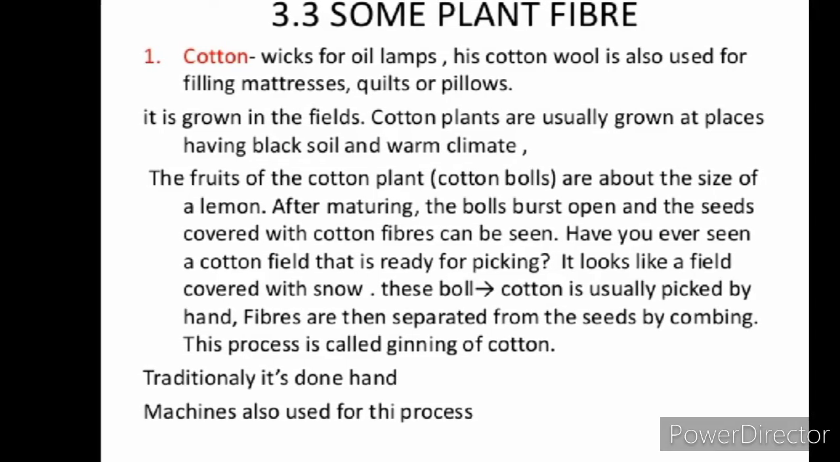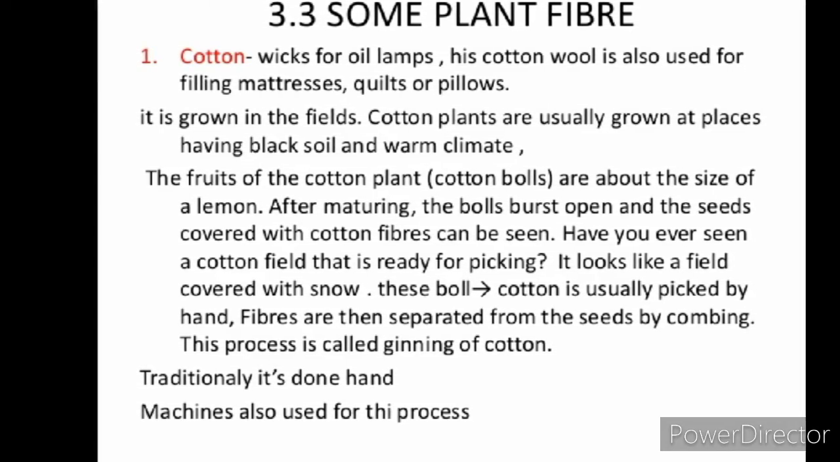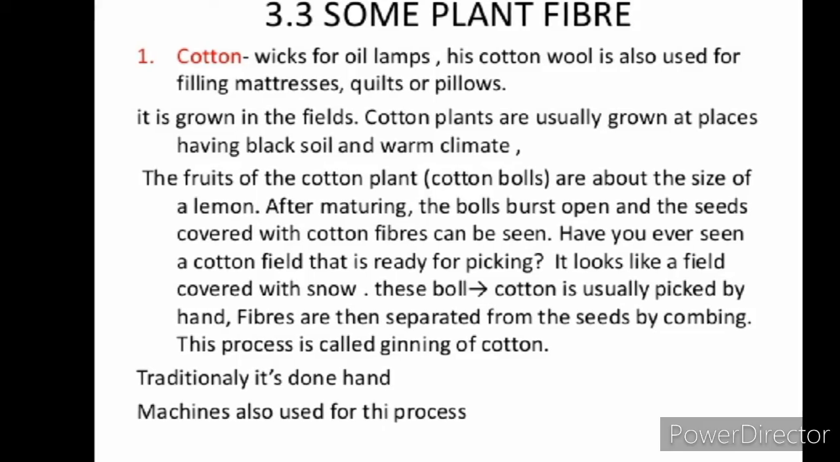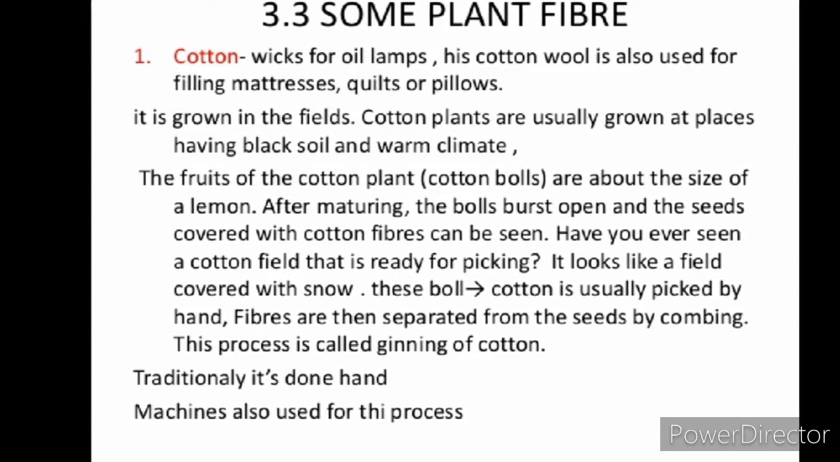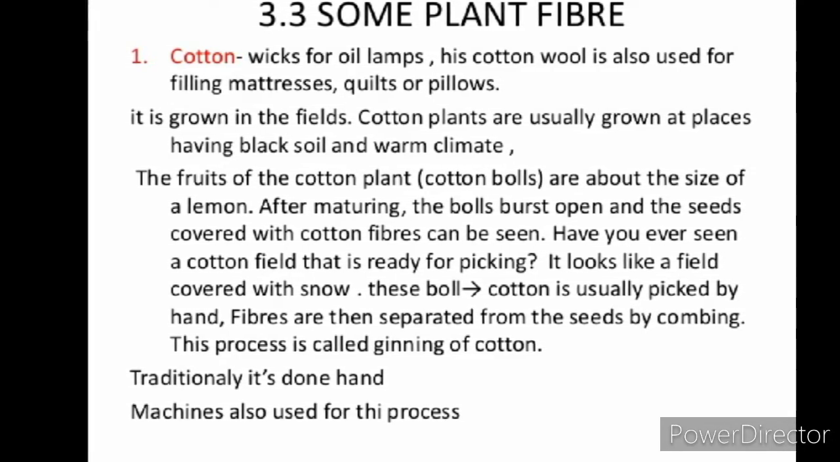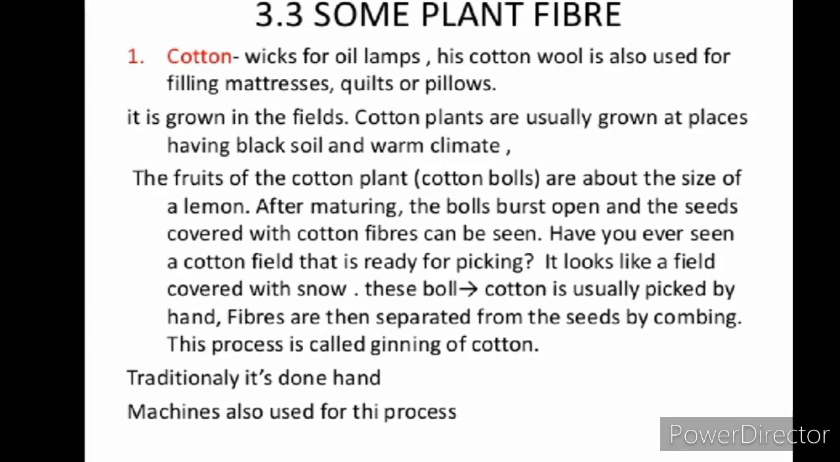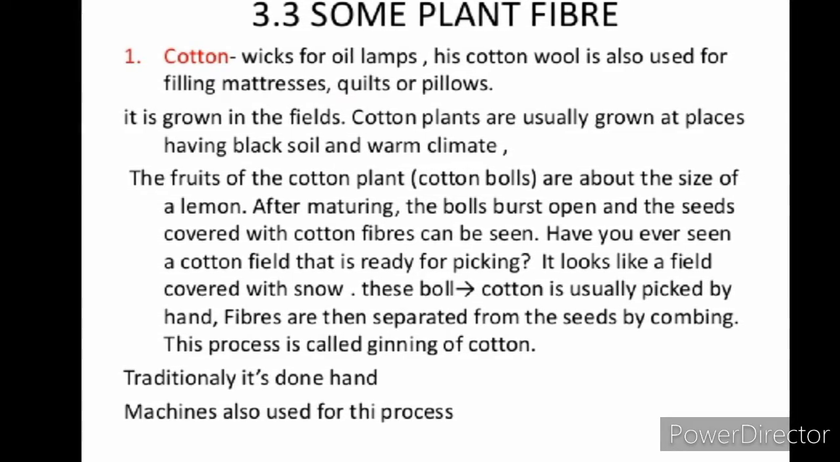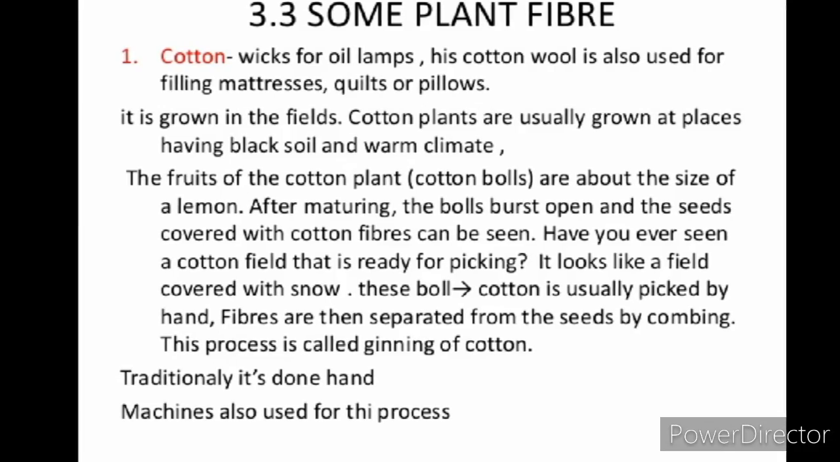Cotton is usually grown in the fields. Cotton plants are usually grown at places having black soil and warm climate. For example, Maharashtra, Gujarat, Madhya Pradesh. These are the places having black soil as well as warm climate, so cotton is usually grown here.